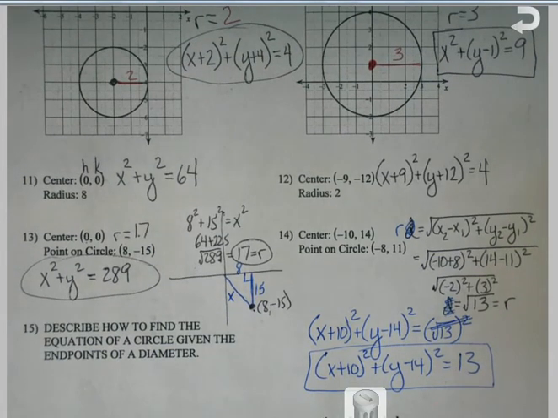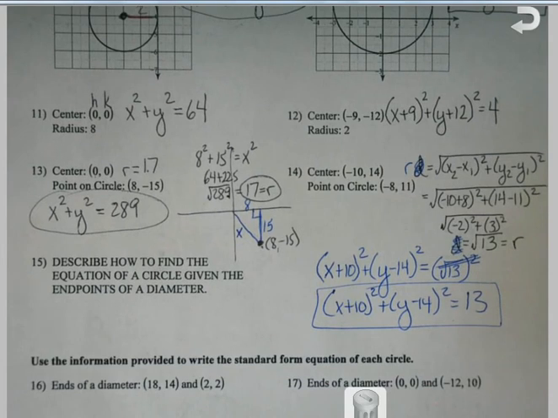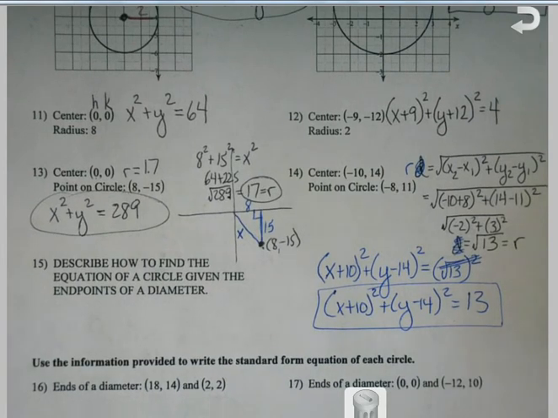So the last possible twist might be given the center and the radius. Might be given a center and a point on the circle, and we need to find how far that is. The last issue we can run into is, what if we're given the endpoints of a diameter?